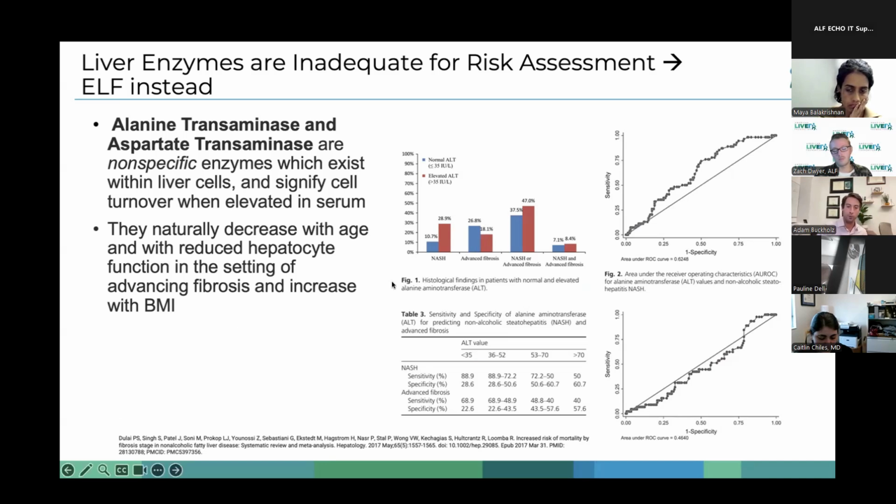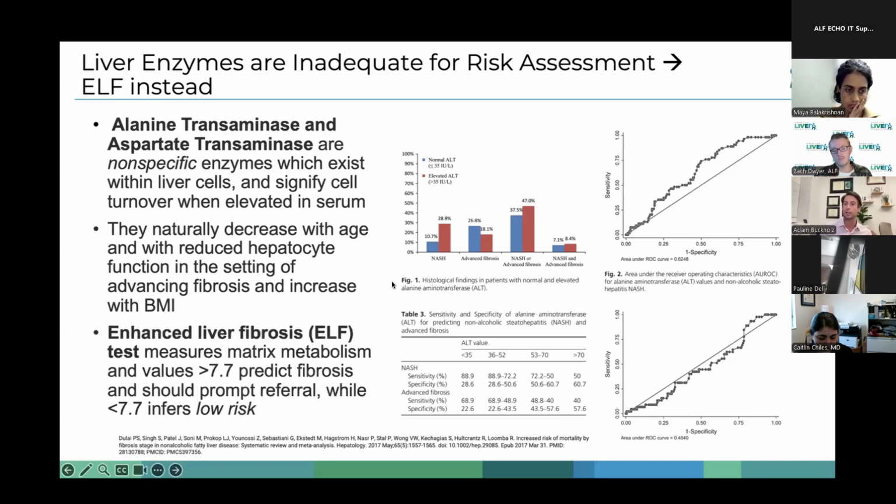There is another laboratory test called the ELF test, which has been approved. It's very easy to get through Quest or LabCorp. It's a send-out test. And we recommend that you use it as sort of a binary predictive tool. Values greater than 7.7 predict more significant fibrosis and should prompt a referral, while those less than 7.7 infer a low risk of advanced fibrosis.